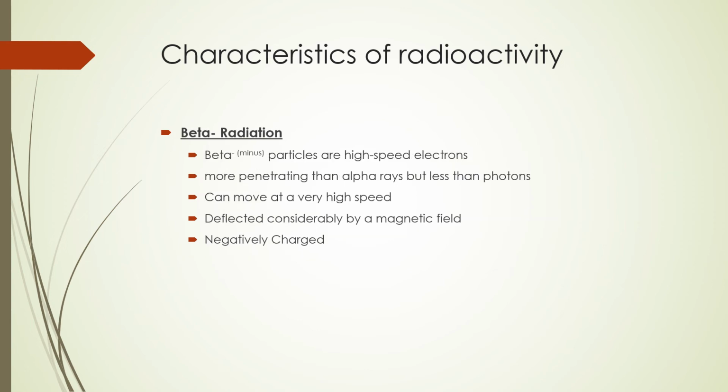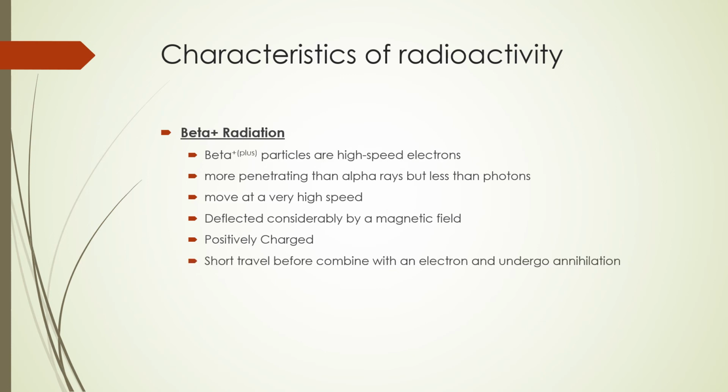If an atom is neutron-rich, it decays by emitting a beta minus particle. Beta minus particles are high-speed electrons. They are more penetrating than alpha rays or alpha particles but less than photons. They can move at very high speeds and experience strong deflections in a magnetic field. They are also negatively charged.